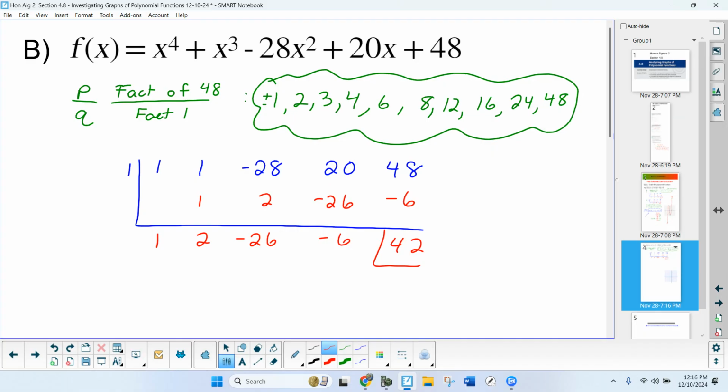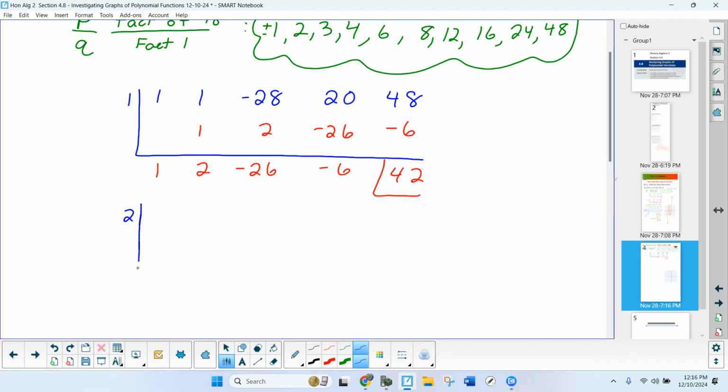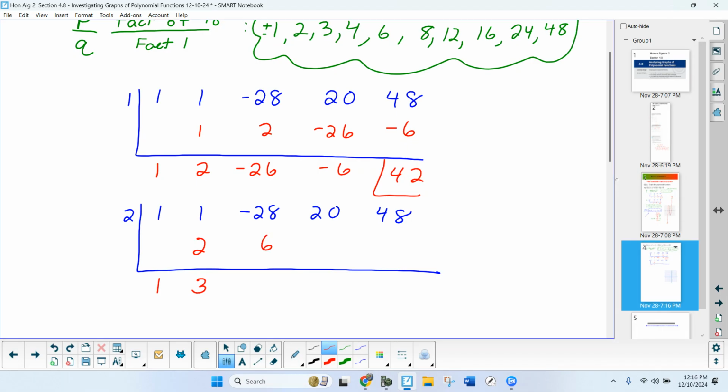Okay, pick another one. Anybody think they have one? 2. Okay. George says 2. All right, let's try 2. 1, negative 28, 20, and 48. Okay, so to George, we're going to bring down the 1. Multiply. 2. Add. 3. Multiply. 6. Add. Negative 22. Multiply. Negative 44. Add. Negative 24. Multiply. Negative 48. Add. 0. Okay.